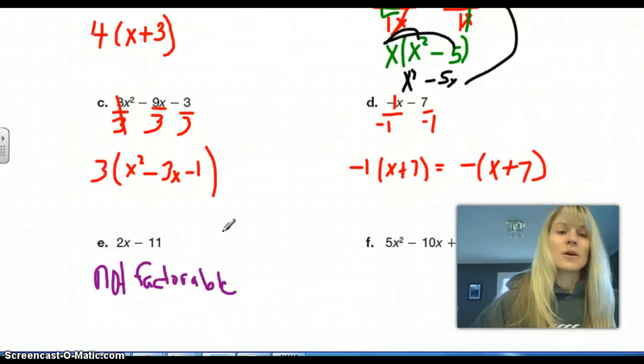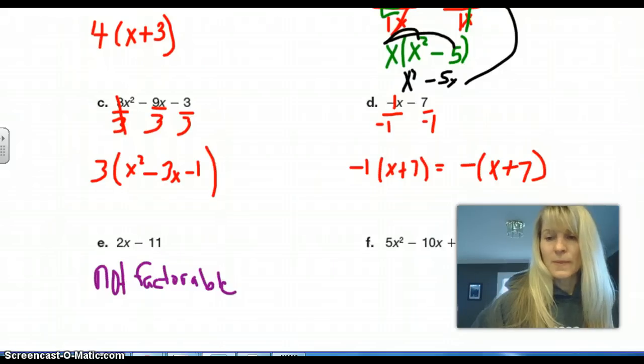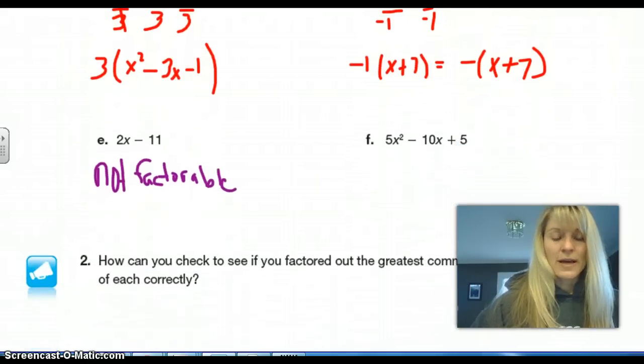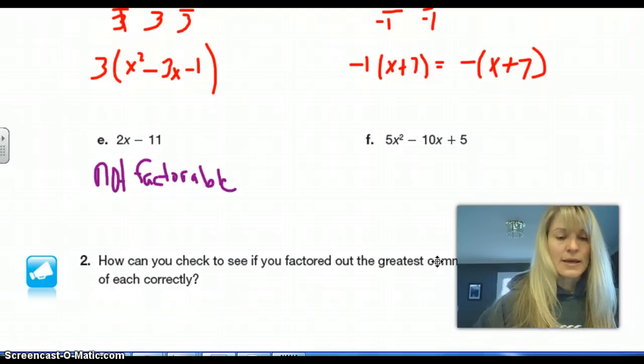Okay. And so I'm going to leave you to do F on your own, and then I'd like you to scroll down and answer 2 as well. And so complete F and complete 2, please.